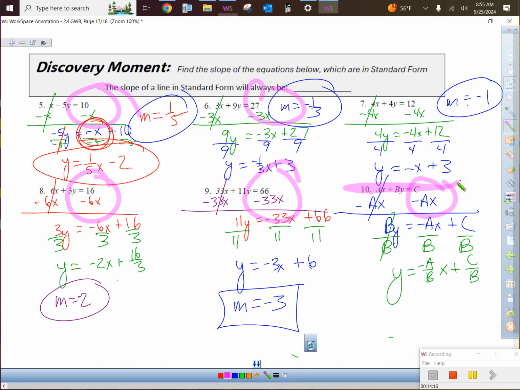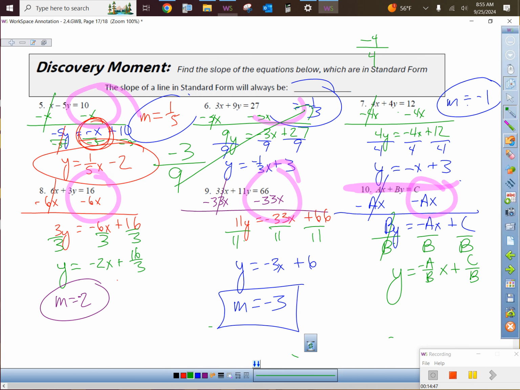Let's just check. Let's start with this guy right here. Who is A and who is B? A is 3, B is 9. Do the opposite of A, negative 3 over 9. Does that reduce? What's the slope? It's negative 1/3. Opposite of A, negative 4 over B, 4. What's that reduce to? Negative 1.